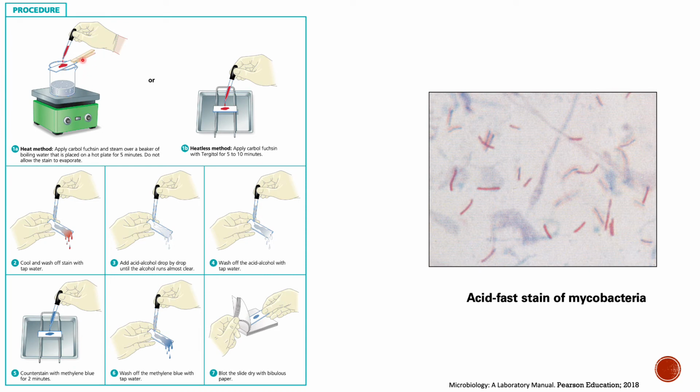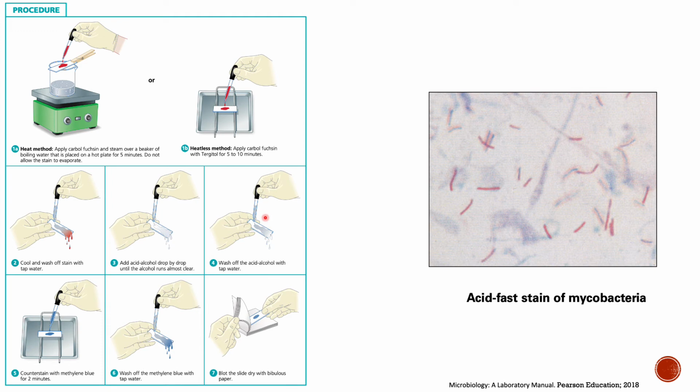First of all, we have to prepare our smear. After preparing our smear, we have to use a source of heat, like here, we have a steam method. Only keep your slide here and add the carbol fuchsin and wait for 5 minutes with the heat and with the steam.